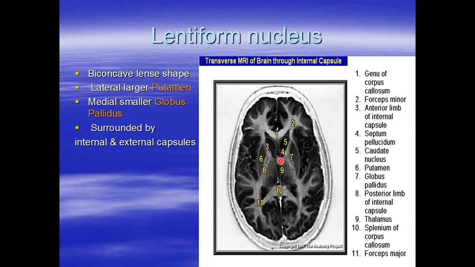and in between the two thalami we have this slit-like space which is the third ventricle, and here you have the splenium of the corpus callosum with the forceps major seen here. Okay, and of course this is the forceps minor.